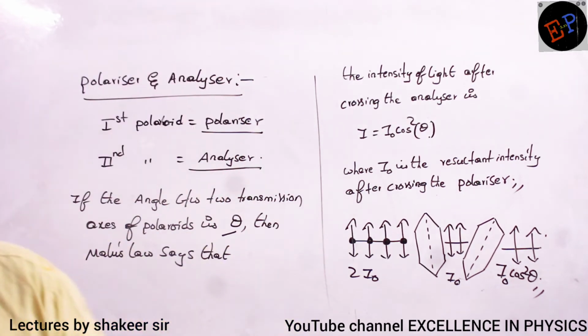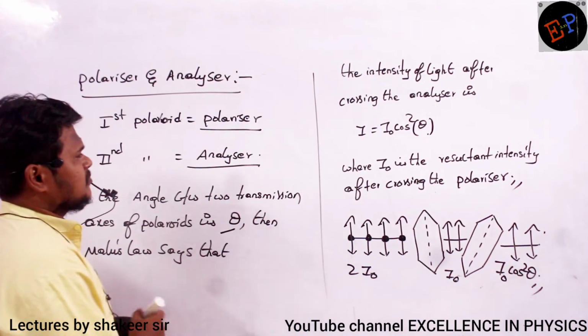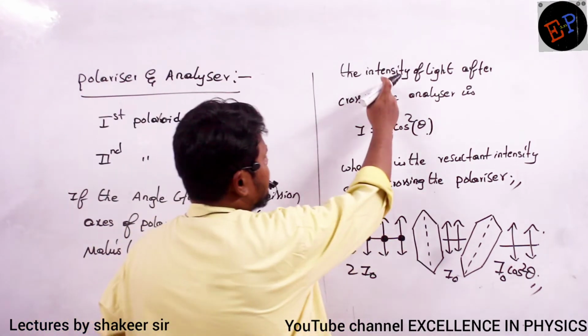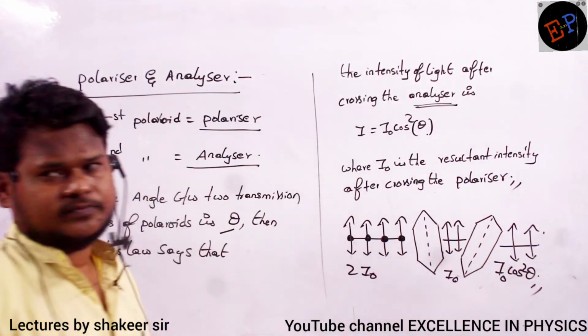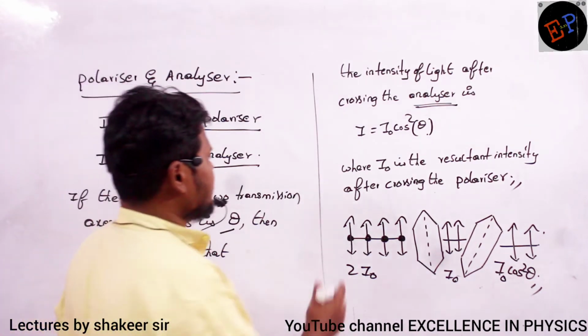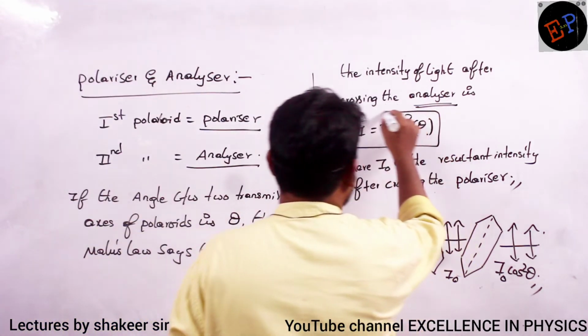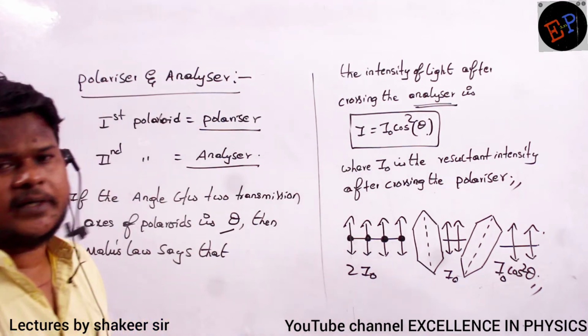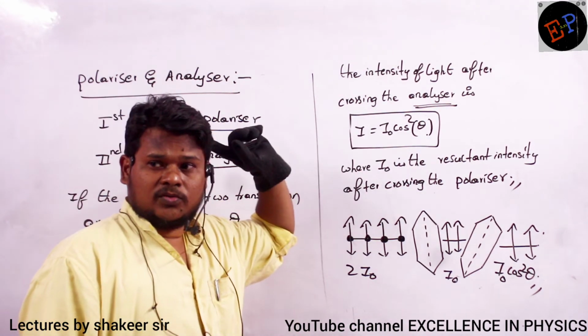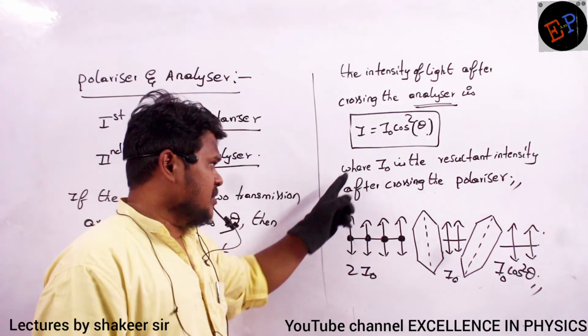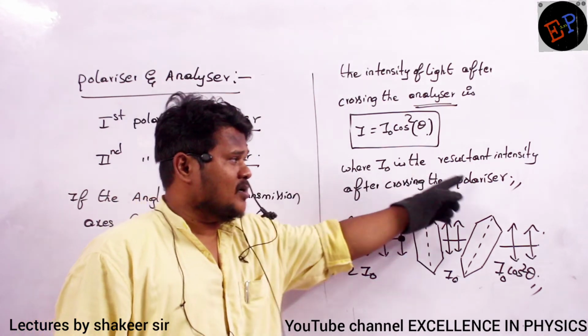Okay ma? Now see. Then what I see is the intensity of light coming out of the analyzer. What is meant by analyzer? The second Polaroid. That is equal to how much? I equals I naught cos square theta. And I naught is not the intensity of light given to the polarizer. I naught is the intensity of light after crossing the polarizer.